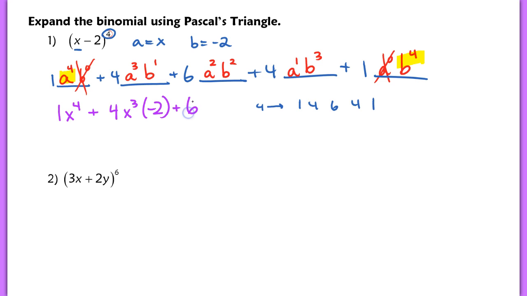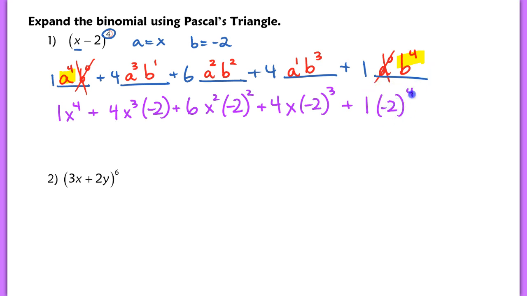Then I have 6 times, my a value is x, so x squared. My b value is negative 2, so I'm going to substitute negative 2 in there and square it. Then I have plus 4 times a, which is x, times my b value, which is negative 2 cubed, plus 1 times a to the 0. I don't need to write that one in at all, so I'm just going to skip now to the b, negative 2 to the 4th.